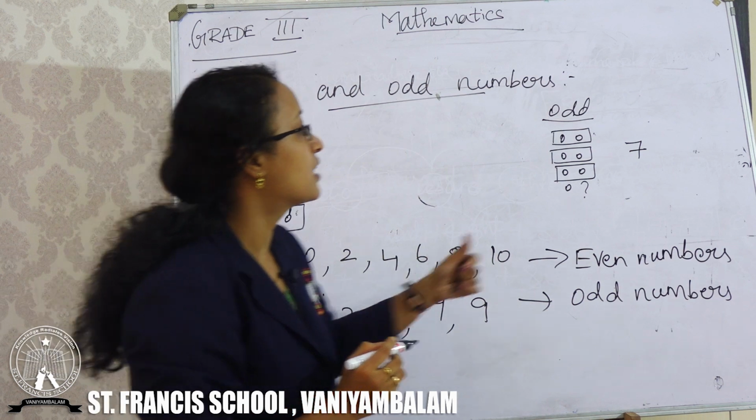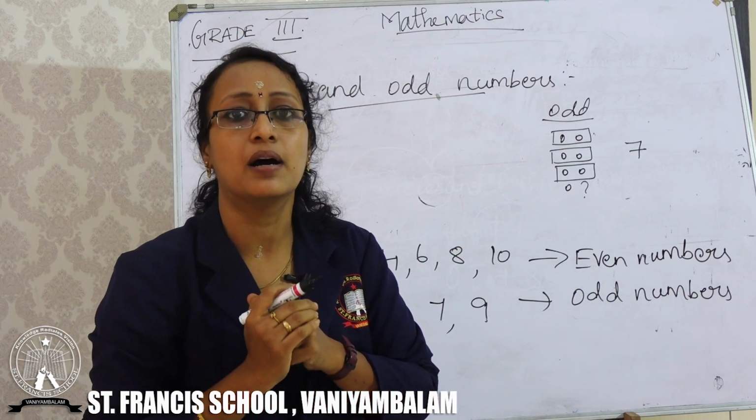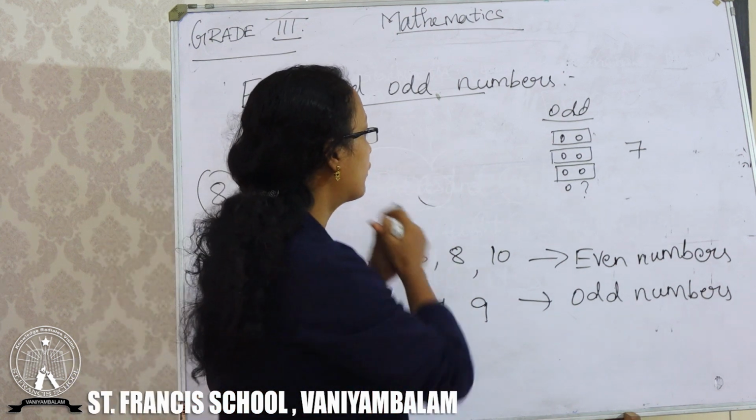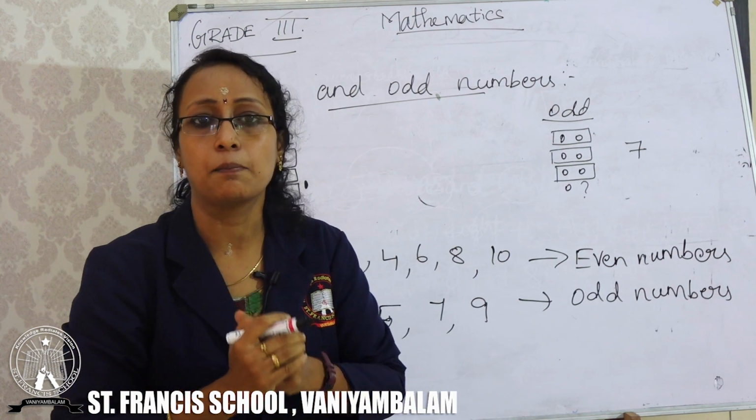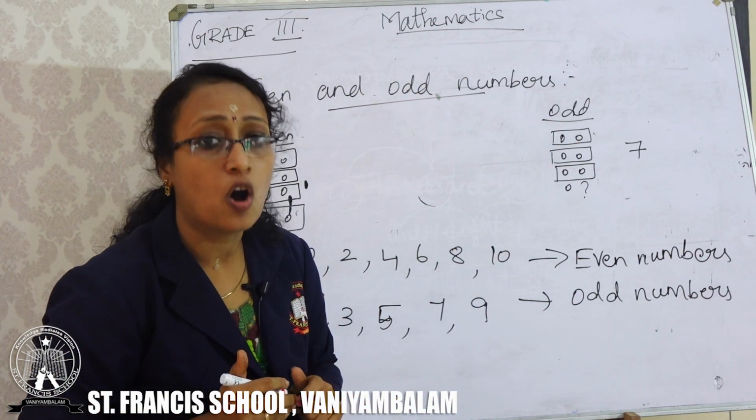So if the number is odd, you will not have a partner. That is, the number cannot be paired. But for an even number, the numbers can be paired. So you can say 7 is an odd number.